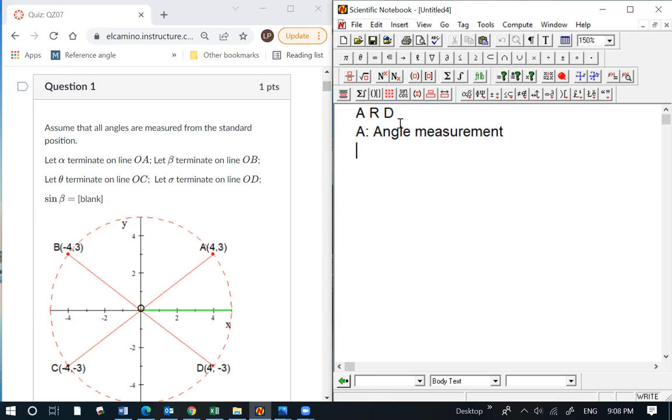If it's a positive angle, it's measured counterclockwise. If it is a negative angle, it is measured clockwise. So we understand that. So this is the A. And what is R? R is reference angle.